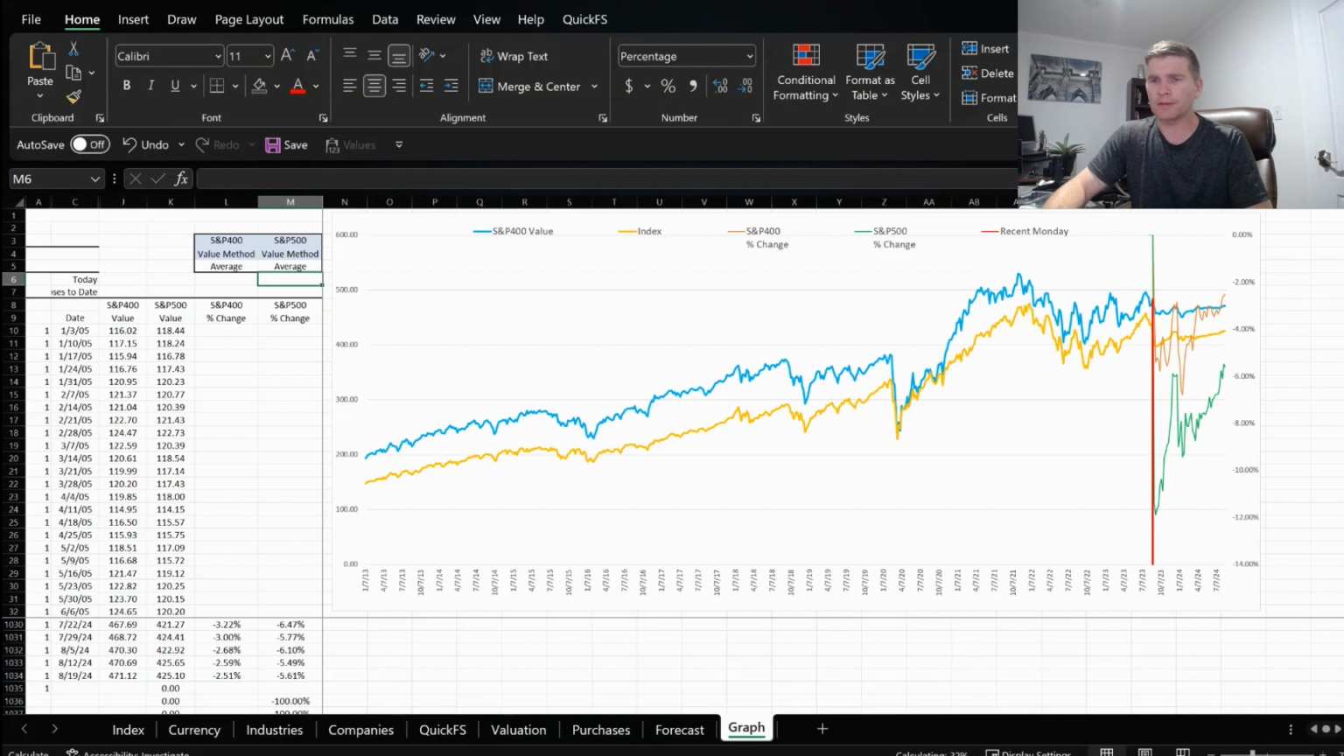So this orange line is the S&P 500 now. Same thing, to the left of this vertical red line is all historical, and to the right is the forecast. The green line is the percent change for the S&P 500 during the next year. And we can see that the S&P 500 is looking to be a little more negative, a little more bearish than the S&P 400. The S&P 400 was at minus 2.5%, and the S&P 500 about 5.61% negative. That's what the projection is showing over the next year.